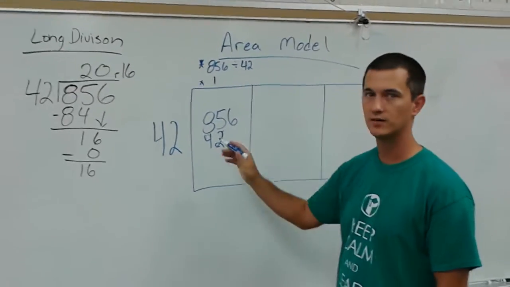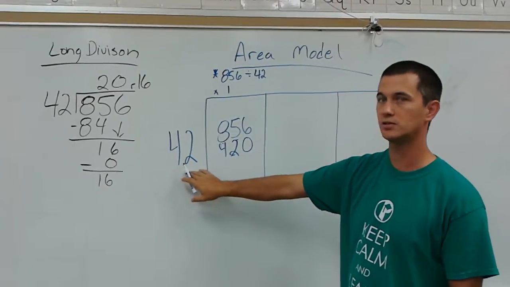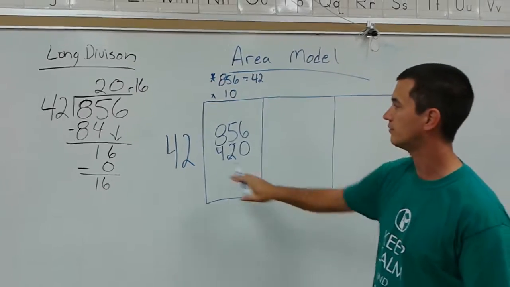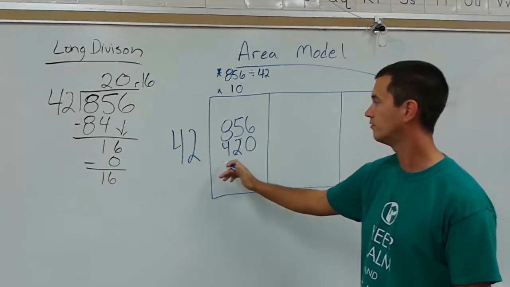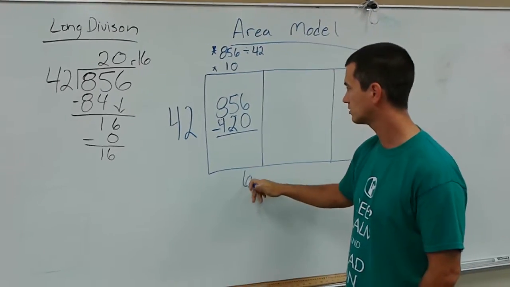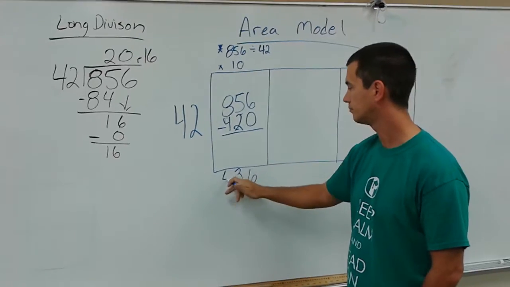So in order to make the place values align, they're going to add a 0 here, which means they did not times 42 times 1. They've times it by 10. So they'll put a 0 up here. So now 42 times 10 gives them 420. They're going to subtract, and they're going to get a 6, a 3, and a 4.